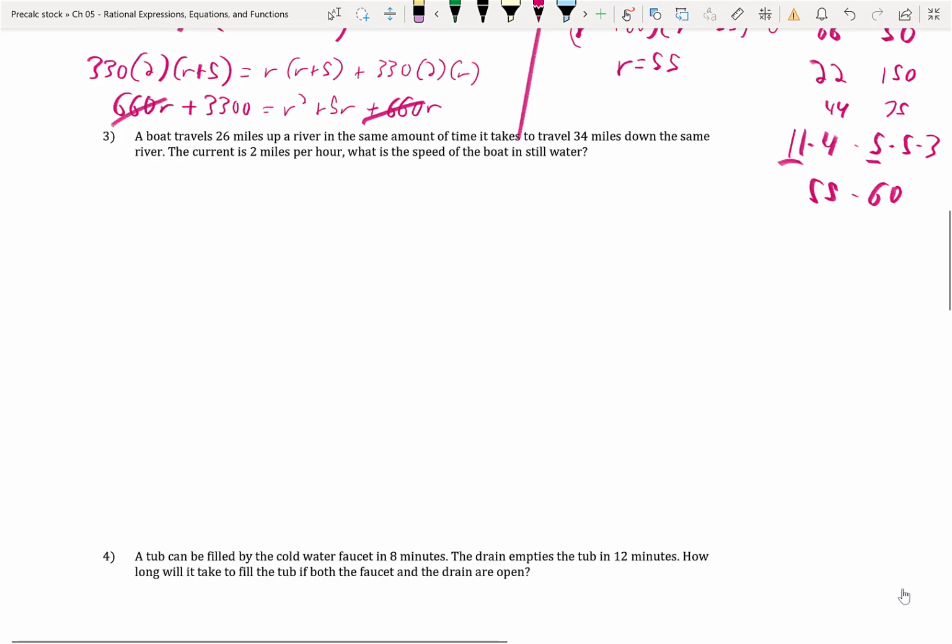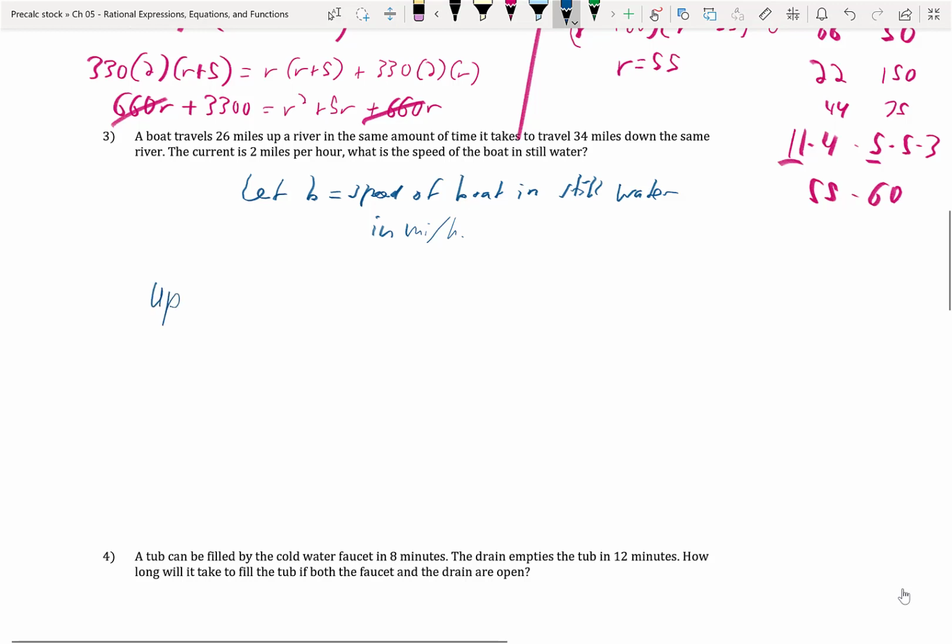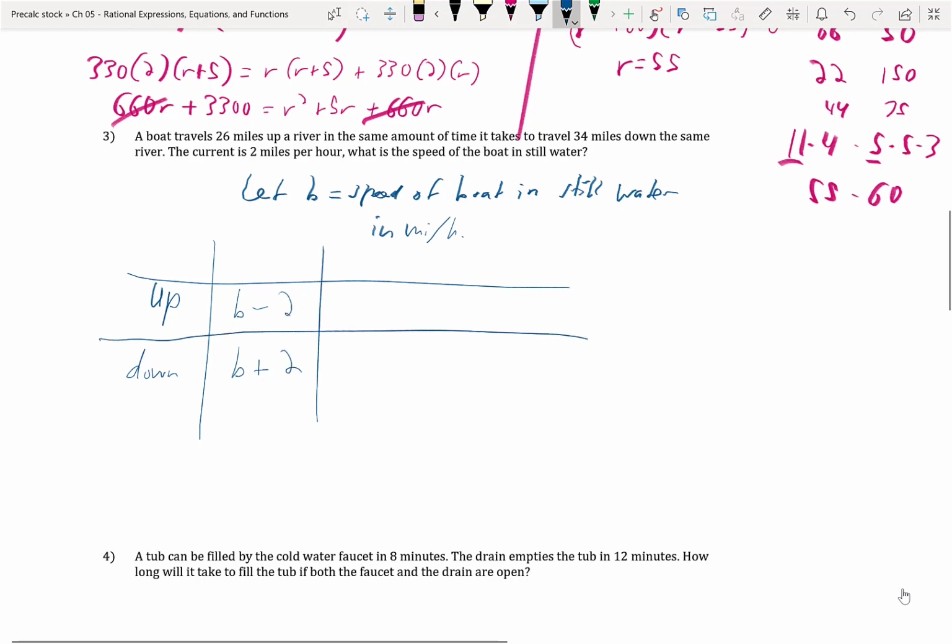So we're going to let B equal the speed of the boat in still water, and that is going to be in miles per hour because those are the units the problem's using. And the current is 2 miles per hour. So if I go upstream, I know that upstream I'm fighting the current, so the speed of the boat minus the current. If I go downstream, I'm getting a boost from the current, so that's the speed of the boat plus the current. But the current is not C. The current is 2 miles an hour. It tells us this. So this is the setup for rate.